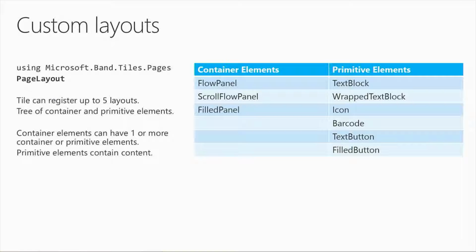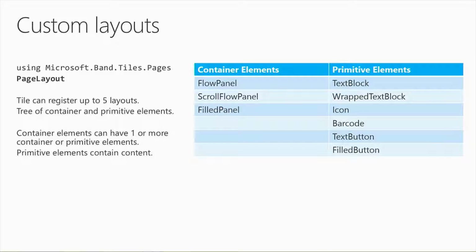If you've ever worked with XML documents, it's very simple to build. You start off with the container elements, and you continue to add content or container elements inside of them. The container elements, like I said, you can have one or more content elements inside of them. There's a table of what the container elements are. They could be a flow panel, which is not scrollable, but in a fixed viewport. You can also have a scroll flow panel, where the content inside of this container will flow horizontally or vertically, and you can just have a filled panel, which is just a static panel with some fill color in it.